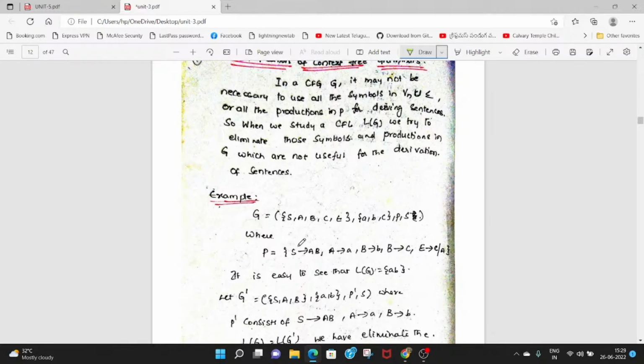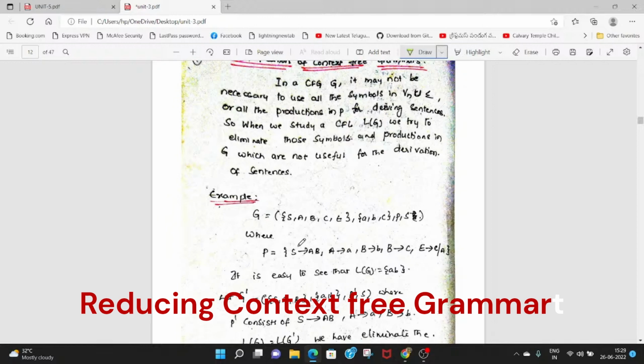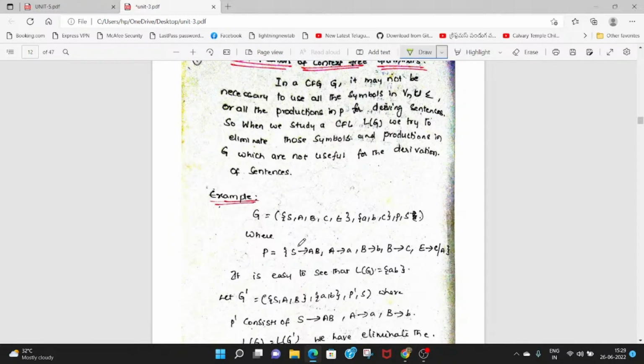Now you have to reduce the grammar, which is nothing but simplifying your grammar. If your grammar consists of 4 or 5 productions, you have to remove at least one production. That leads to the reduction of your grammar. So in formal language and automata theory, a context-free grammar is reduced by eliminating the useless symbols, unit productions and null productions.